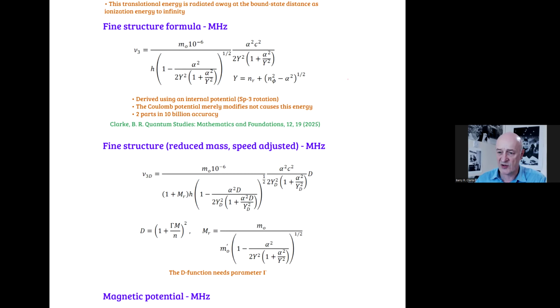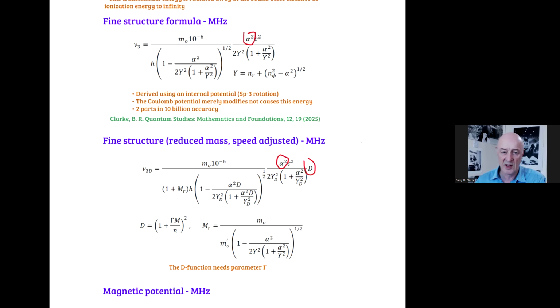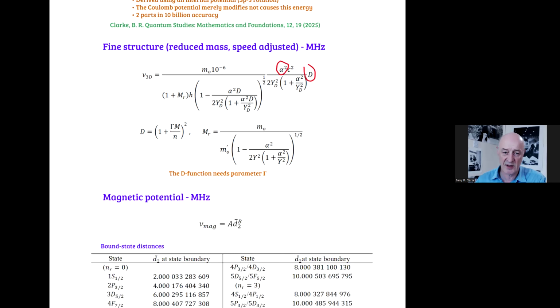What we're going to do now is take this fine structure formula, and where we see alpha squared, we're going to replace it with alpha squared d. Now, d is a speed adjustment term. It's over here, and you can see it contains the parameter gamma, which we're going to be exploring in more detail later. This is the reduced mass part. It's the electron relativistic reduced mass part. Here's the electron rest mass. Here's the proton rest mass. So that's the calculation for the adjusted fine structure.